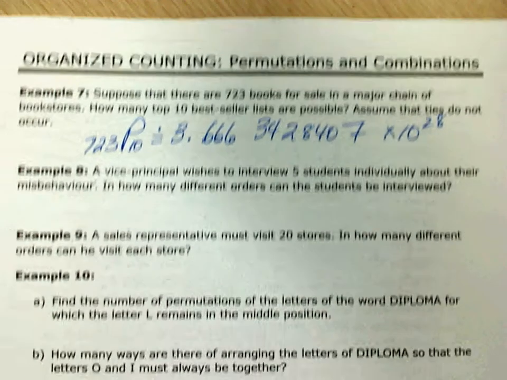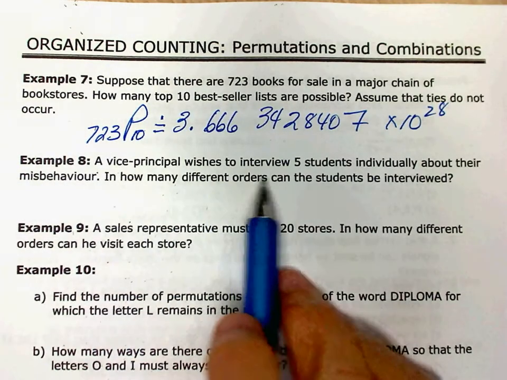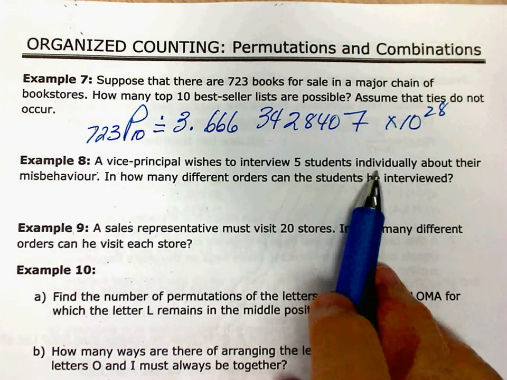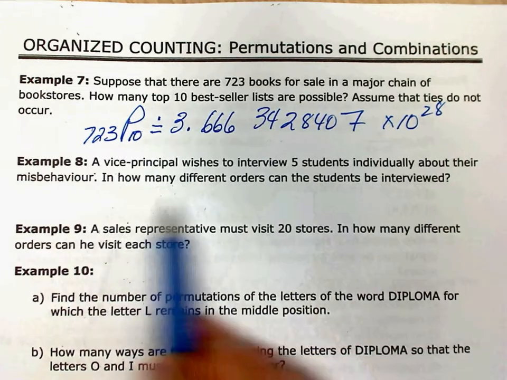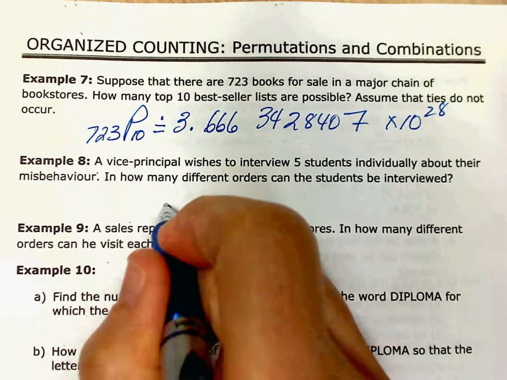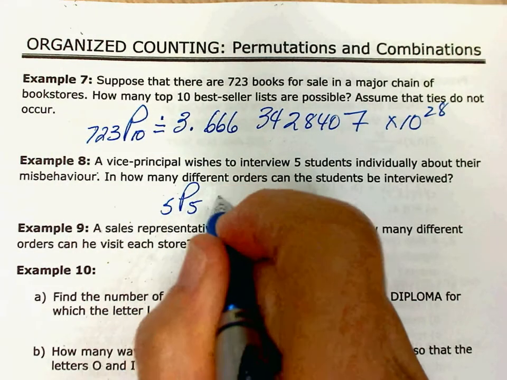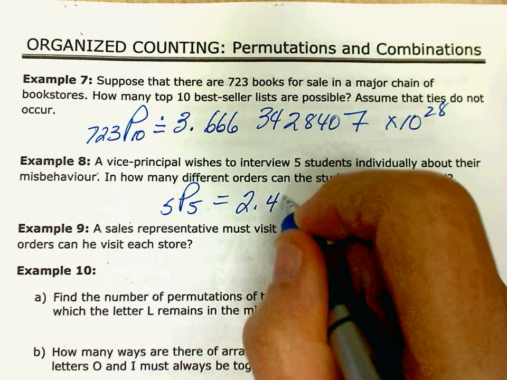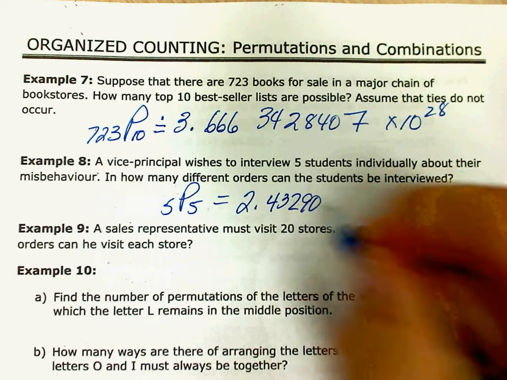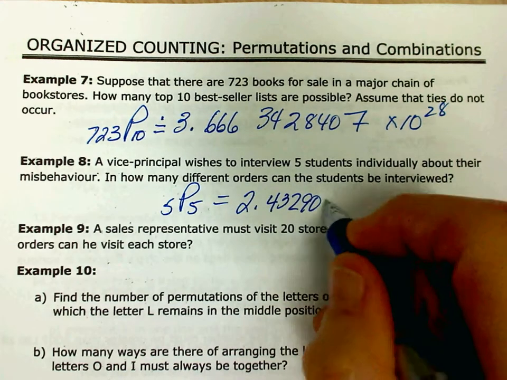A vice principal wishes to interview 5 students individually about their misbehavior. How many different orders are possible? Well, he's interviewing all of them, so it's just 5P5. If you plug that in your calculator, that's what you get.